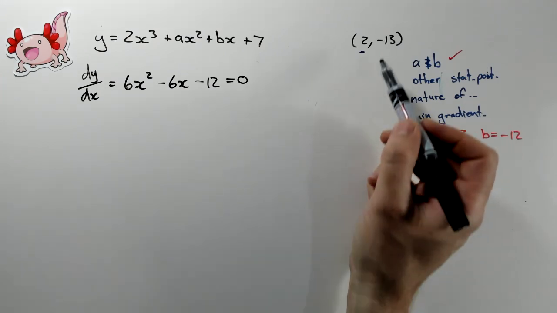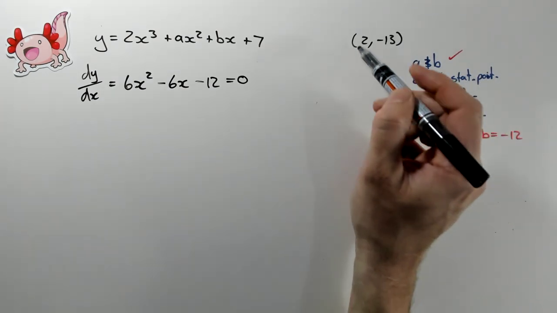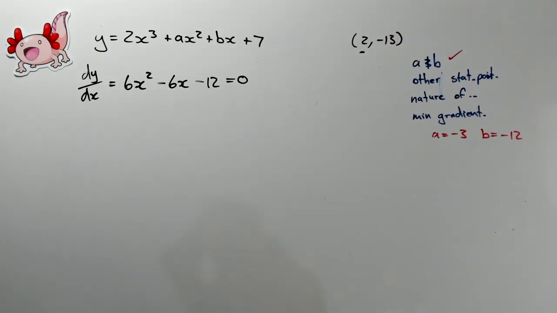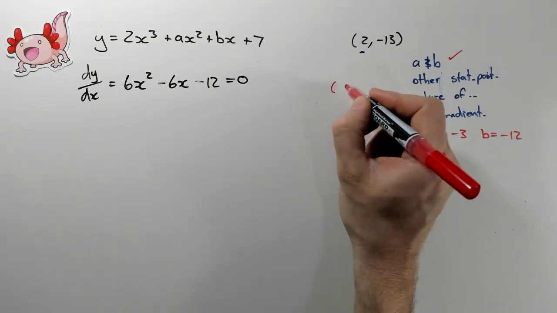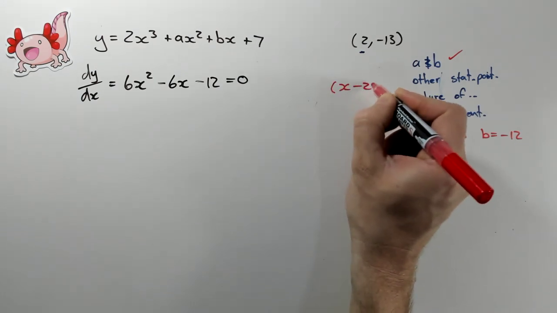Now, even before I start, because I know it's the other stationary point, I'm making a very good educated guess that one of my factors, I'm just going to put it here, one of my factors will be this.